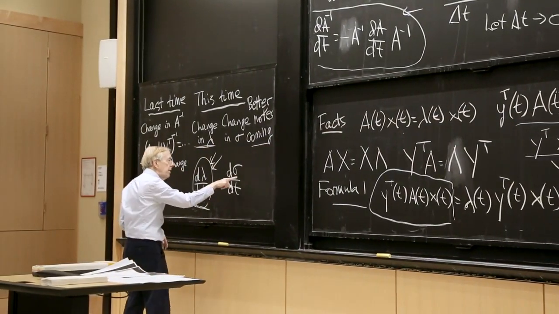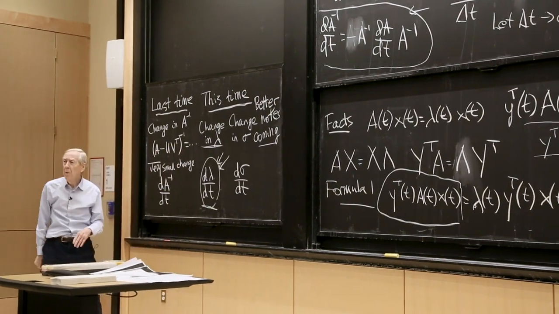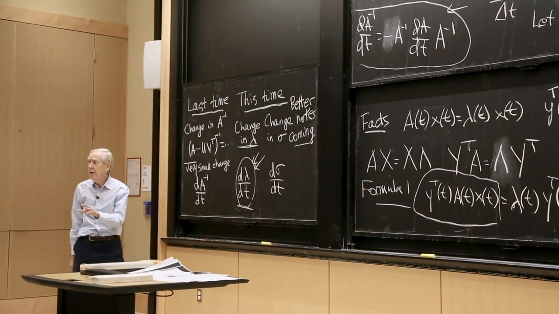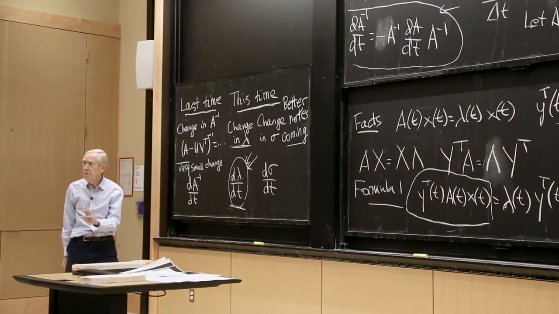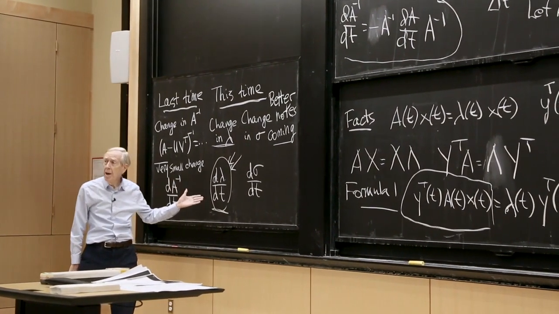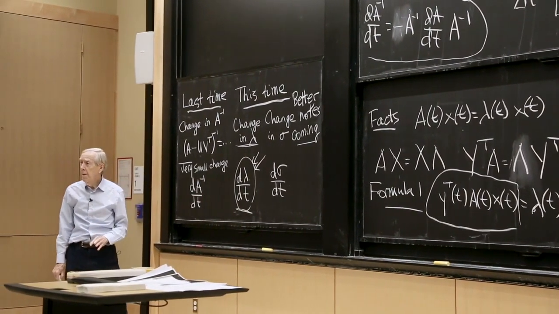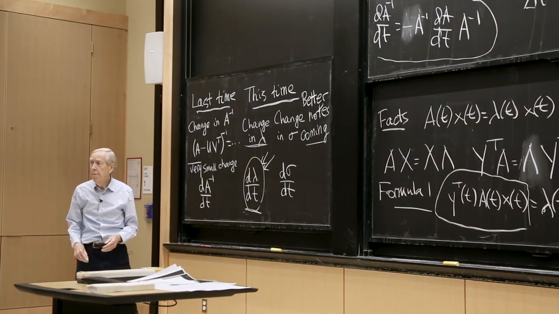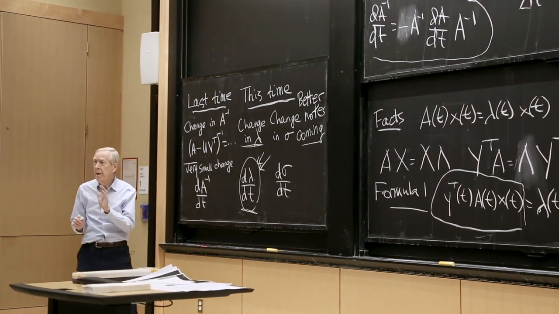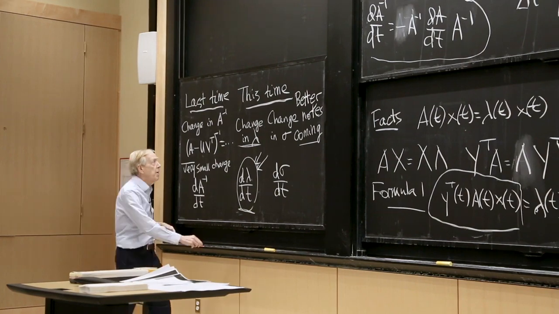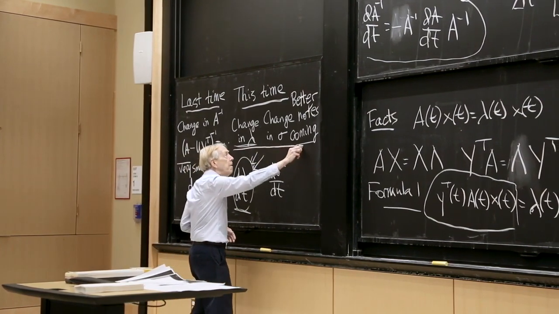And I could answer that question the same way. It would involve A transpose A and the singular vectors instead of involving A and the eigenvectors. Maybe that's a suitable exercise. I don't know. I haven't done it myself. What I want to do is this.